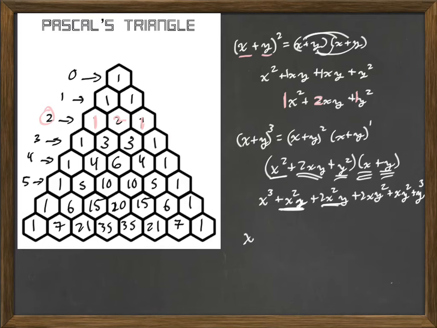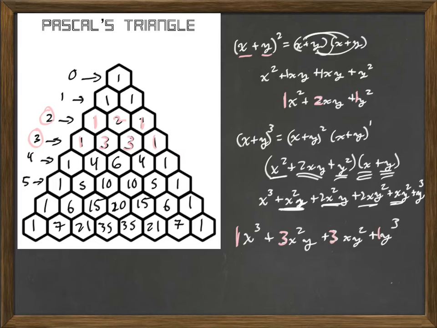So that would be x to the third plus 3x squared y. And then we have these as like terms also, so that's also going to be a 3xy squared. And then we have our y to the third. Now take notice of our leading coefficients. Yet again, we have 1, 3, 3, and 1. Look at that. When we do the third power, we get 1, 3, 3, and 1.